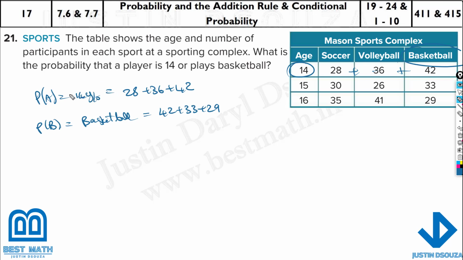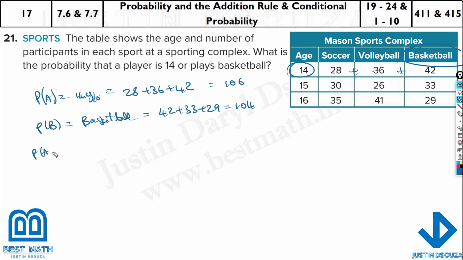Players who are 14 years old needs to be written over here. Probability of A, players who play basketball. Let's find the answer here. It is 40, 70, 80, 90, 100, 106. And over here we have 50, 90, 100 and 104.